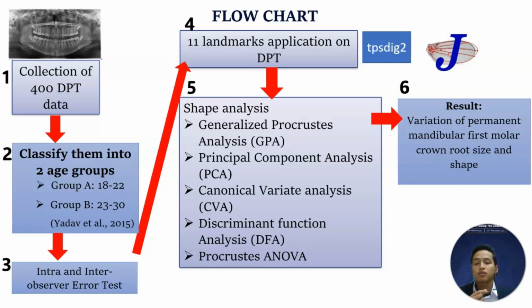After the calibration, we went for landmarking, where we landmarked about 11 landmarks on the DPT using TPS DIG2. After that, we ran the analysis using general Procrustes analysis, principal component analysis, canonical variate analysis, discriminant function analysis, and the last one is Procrustes ANOVA. From the analysis, we can gain the results of the variation of the permanent mandibular first molar crown and root size and shape.